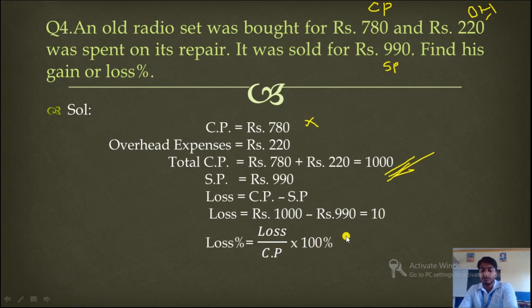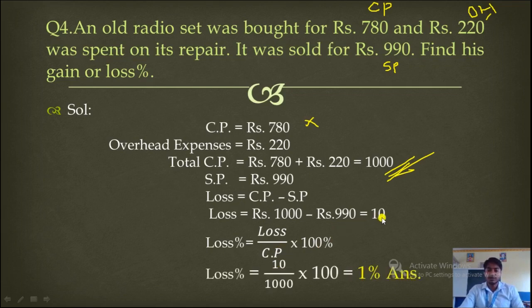Now put the value there. Loss, what we got here? 10. Now CP is 1000. We have to take this one, not this one. 1000 into 100. Now reduce the term. 2 zeros cancel by this 0, 1 zero cancel by this one. Now when we divide 1 by 1, we'll get 1% only. So answer is 1%. Understood? That means 1% is loss.